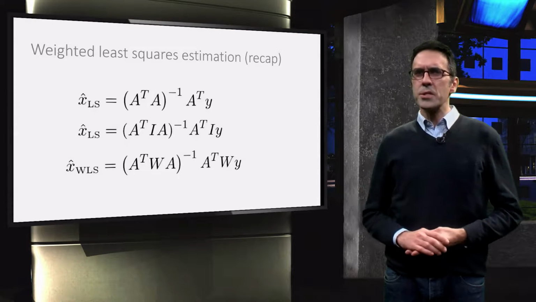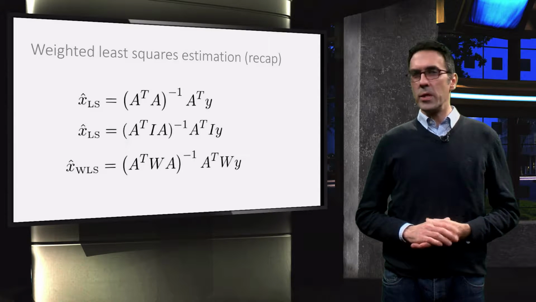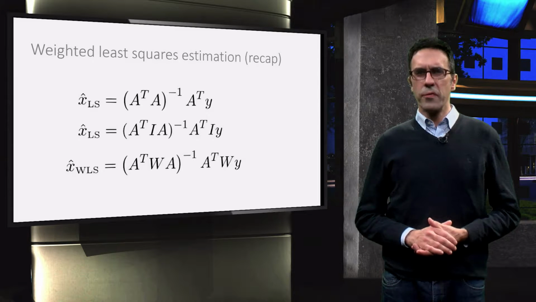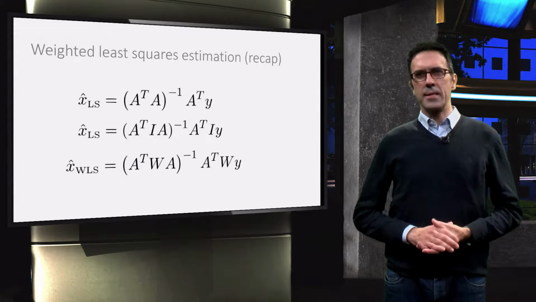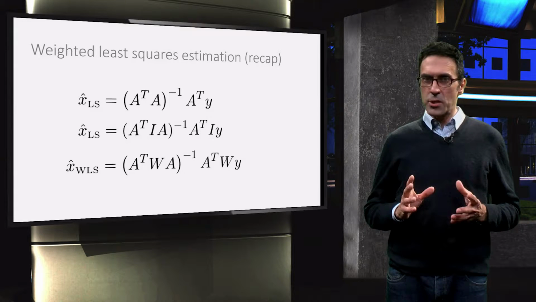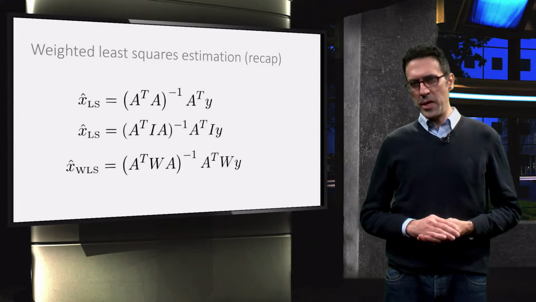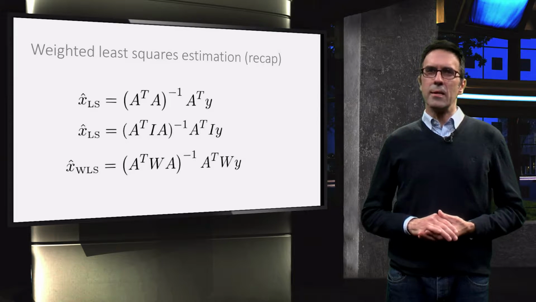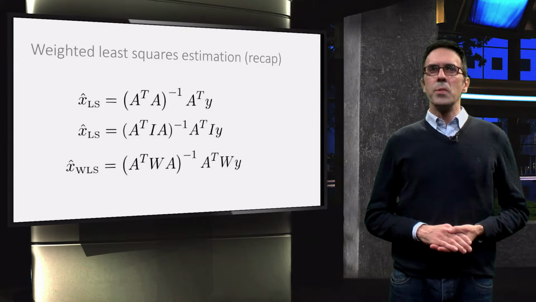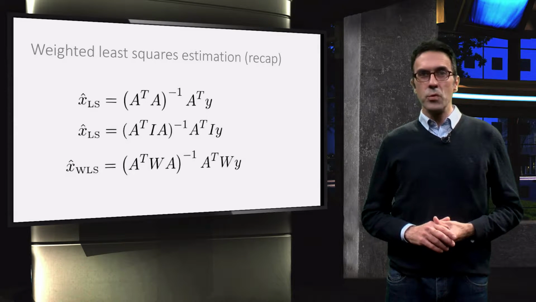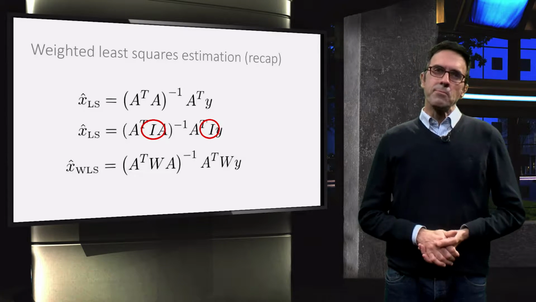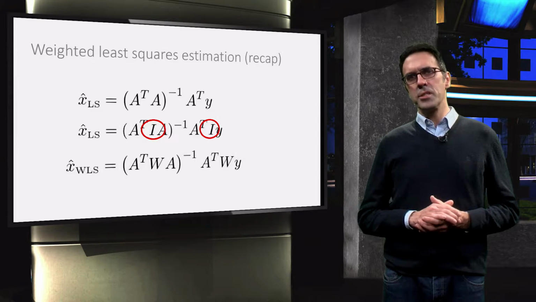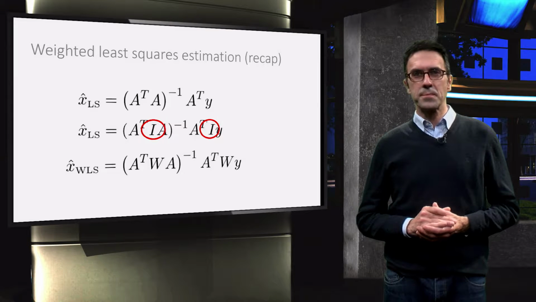Here we see the equations for the least squares estimate, as we introduced them earlier. The top equation shows the unweighted form of the estimate x hat, where we see that it is actually a linear function of the vector of observations y. The second equation is exactly identical to the first one, but we introduced a unit matrix at two positions. This unit matrix consists of the values 1 on the diagonal and zeros at all other positions.